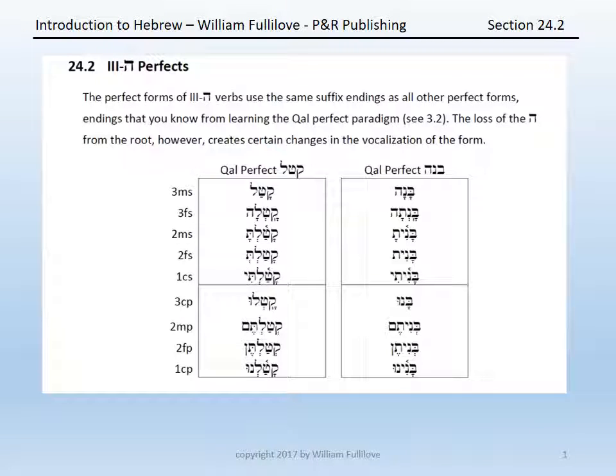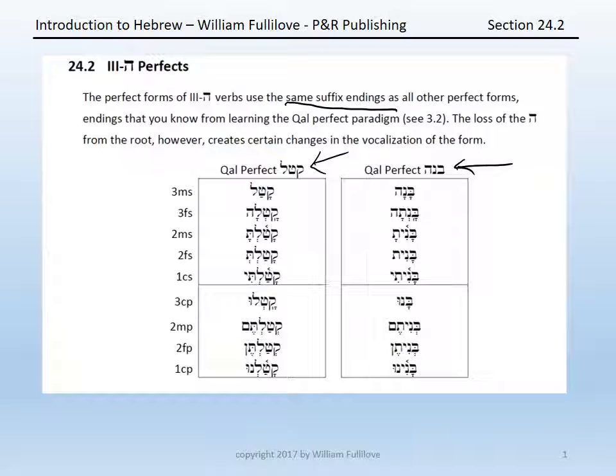In section 2, we turn to the perfect form of third hey verbs. In the third hey verbs in the perfect form, you will see the exact same suffix endings that you know quite well already, all the way back from chapter 3. However, because the root ends in hey, and because that hey is then lost, you will see that the qal perfect of a third hey verb, such as bana, will show a significantly different look in parts of the paradigm than the qal perfect you know of qatal.